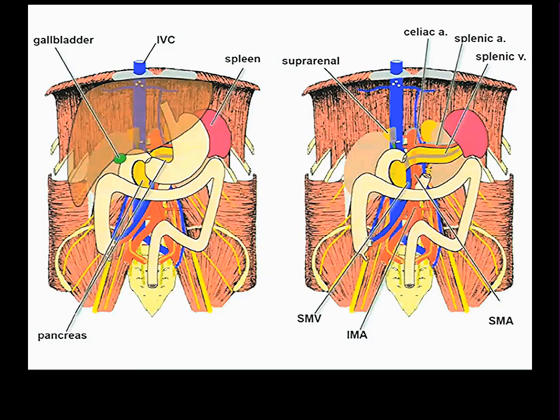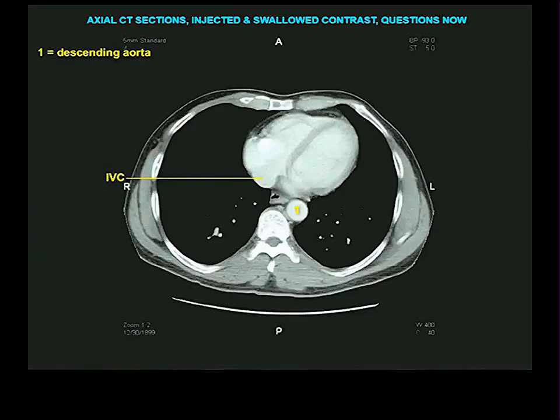And then as we get down around L3, we'll see the inferior mesenteric artery and to its left, the inferior mesenteric vein. So the veins bracket the arteries. The superior mesenteric vein is to the right of the superior mesenteric artery. The inferior mesenteric vein is to the left of the inferior mesenteric artery. And we'll see lots of other things which aren't illustrated on this drawing, but we'll talk about them.